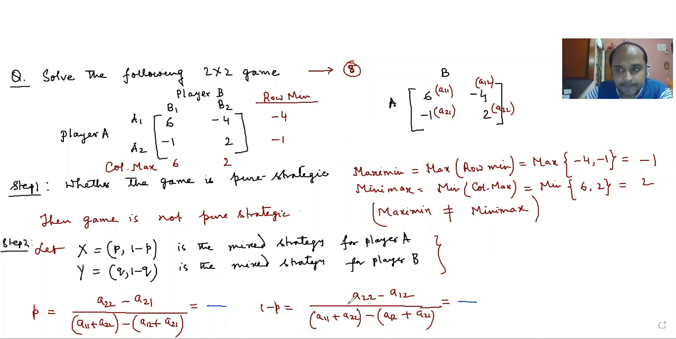Sir, 1 minus P, it is A11 minus A12. Why is it A22 minus A12? No, actually, I cannot recall because Sir wrote it as A11 minus A12. Can any one of you check once? It is A11 minus A12.